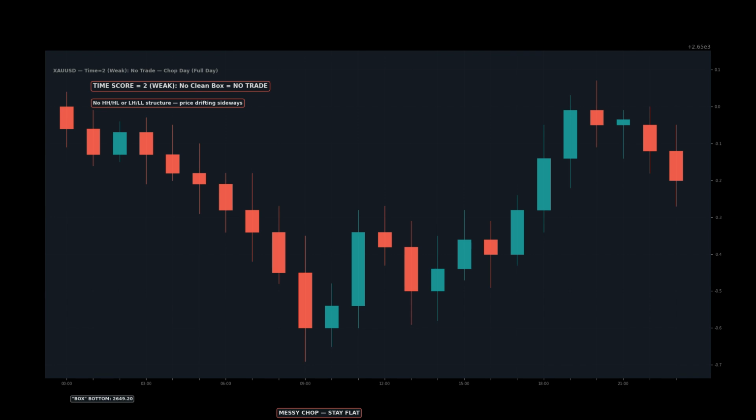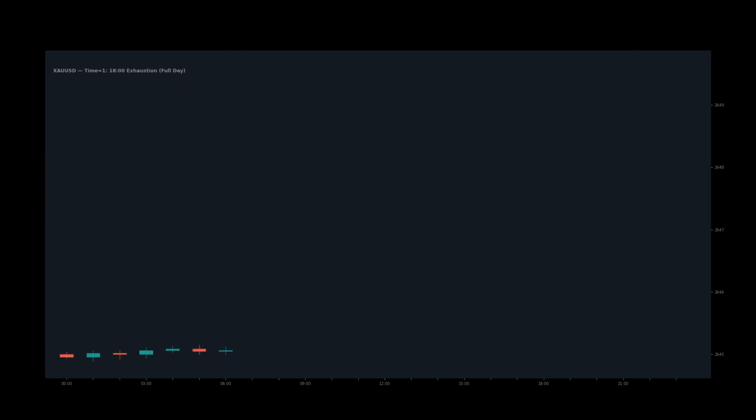Even though 9 o'clock and 15 o'clock are high probability gates, when they produce weak candles with no conviction, there's no trade. The time score drops to 1 or 0 because the gates produce no usable signal. Remember, the gate is only valuable if the candle at that gate shows conviction. No conviction, no trade. Time score of 1 point.